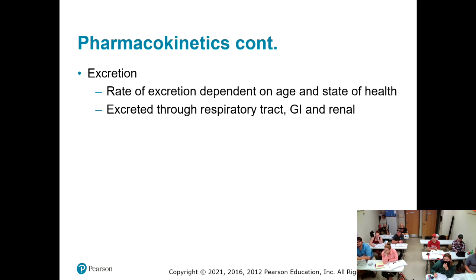Wow. Aspirin's a good example. Aspirin lives in our system for 7 days. That's the half-life of aspirin. So the rate of excretion, again, is dependent on age, how quickly they metabolize the drug, and how quickly they excrete it into our GI tract, into our urinary system, or exhale it through their lungs.